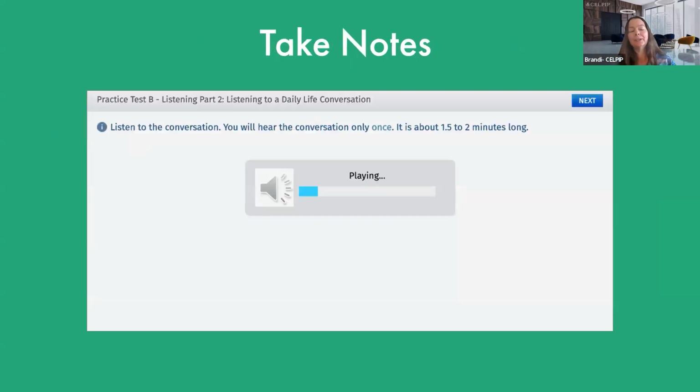And then we get to the actual audio part where the conversation is about to play. Right before it plays, you'll be reminded how long it's going to be. I find this helpful. So you don't have to memorize the length of each particular part. I think that would be a bit too much. But just note, this conversation in listening part 2 is going to be close to 2 minutes in length, give or take. So I'm going to go ahead and play this entire conversation.